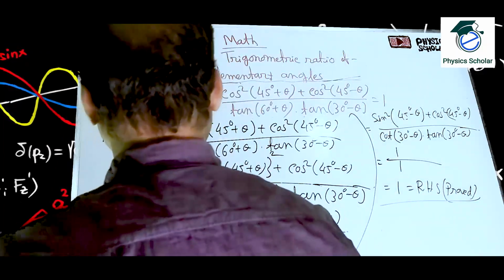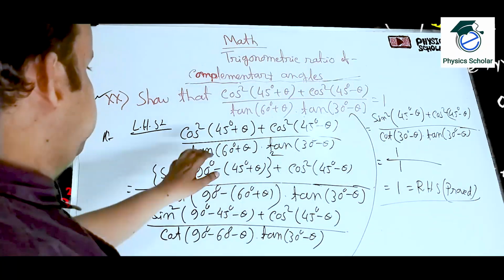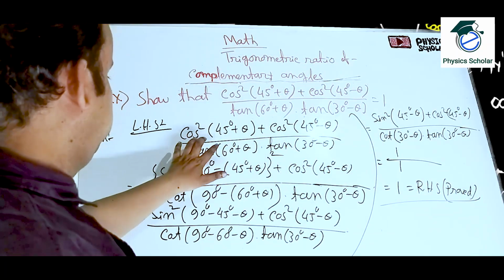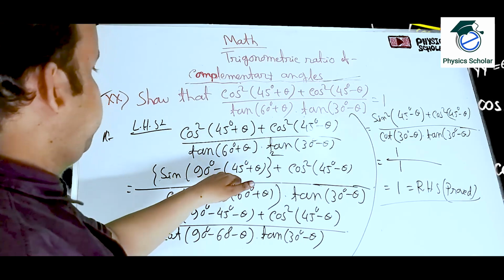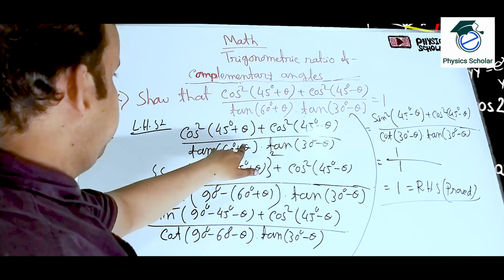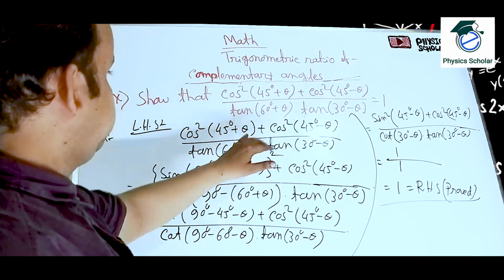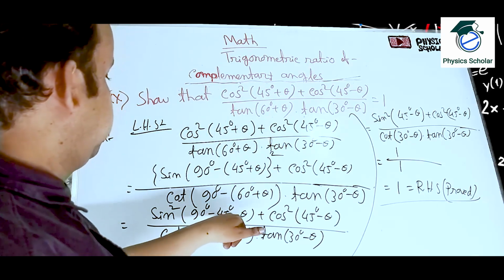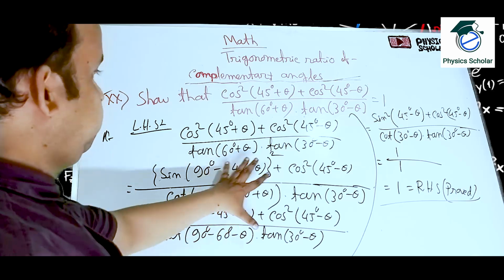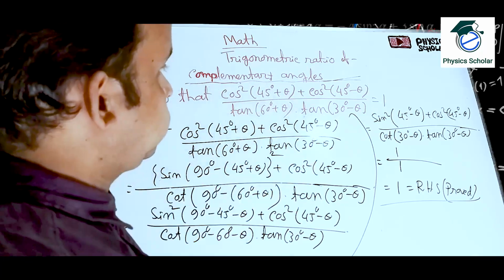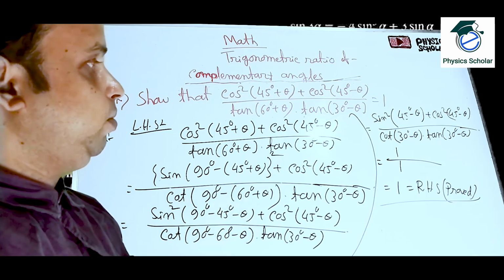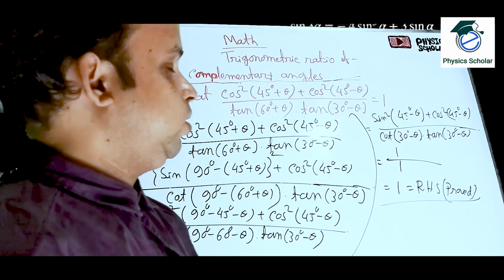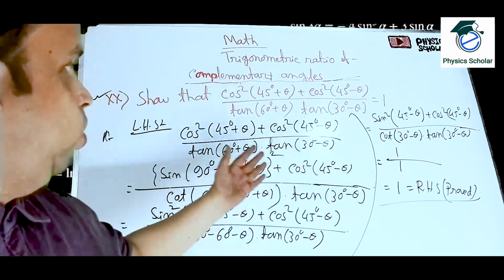Okay, so very easy. Just this we are writing here: cos 45 plus theta means sin 90 degree minus 45 plus theta. And here tan of 60 plus theta means cot 90 degree minus 60 plus theta. So after doing that, it is coming sin square theta plus cos square theta means 1, and in the denominator cot theta into tan theta means 1. So 1 by 1 means 1 is equal to right hand side, proved. Clear? So hope you have understood this.